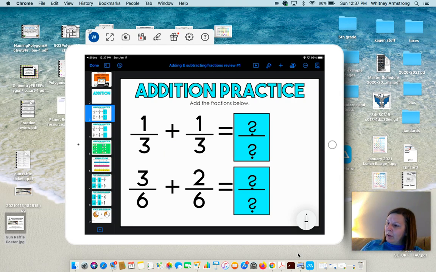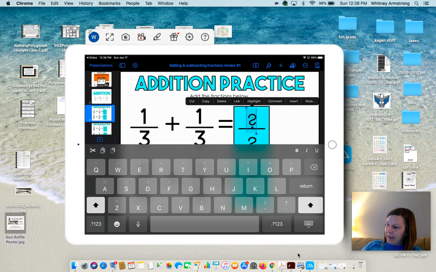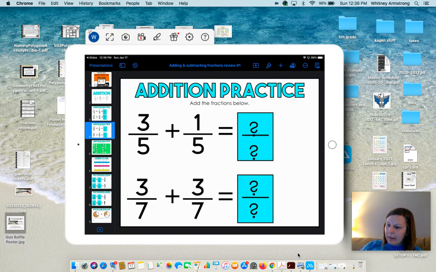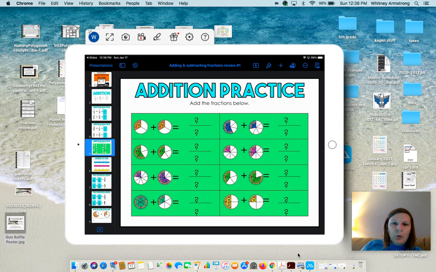So on these, all you'll have to do is click on these, and it will take your, you click on it and you'll take that away, and you can type your answer in. Okay. So you'll do that on this page and the next page. The next page, you are looking at models, kind of like we did the other day. So you will figure out what the fraction is for these.